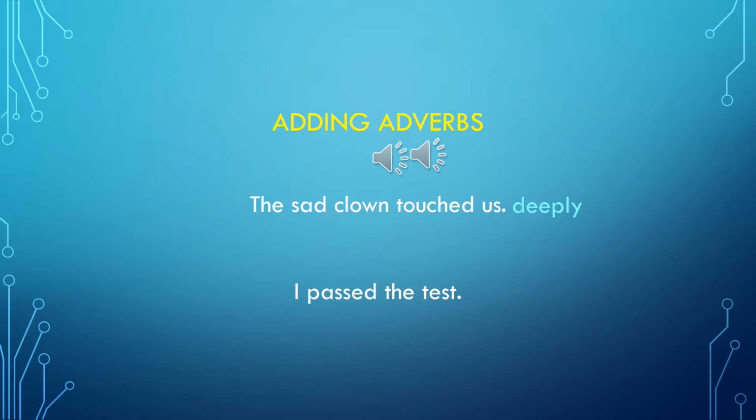We can put that word in 2 different places, either at the end, so it says, I passed the test easily, or we can make it the second word in the sentence so that it reads, I easily passed the test.